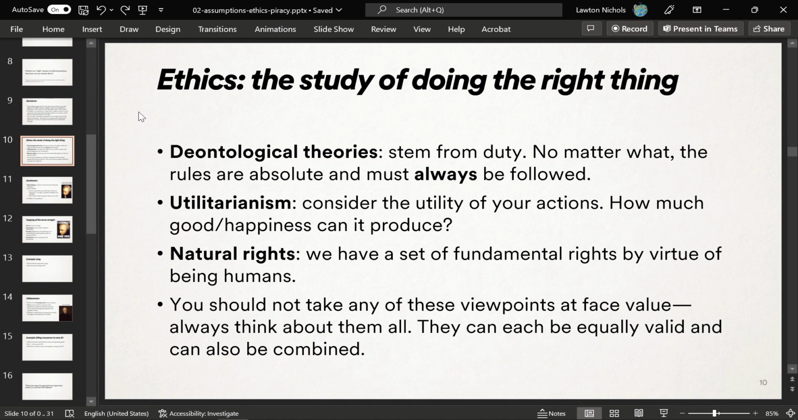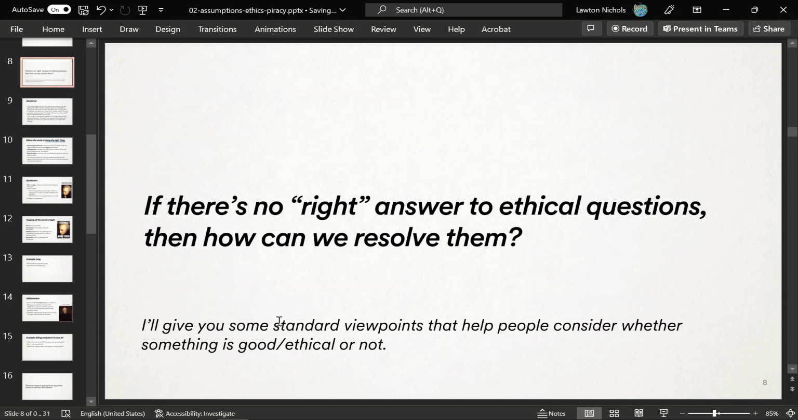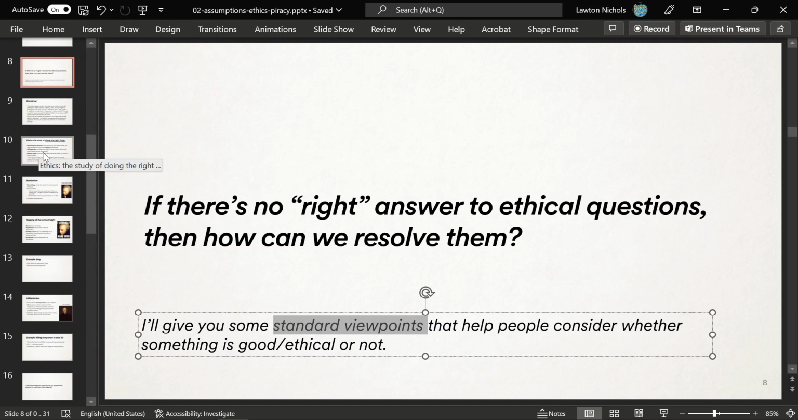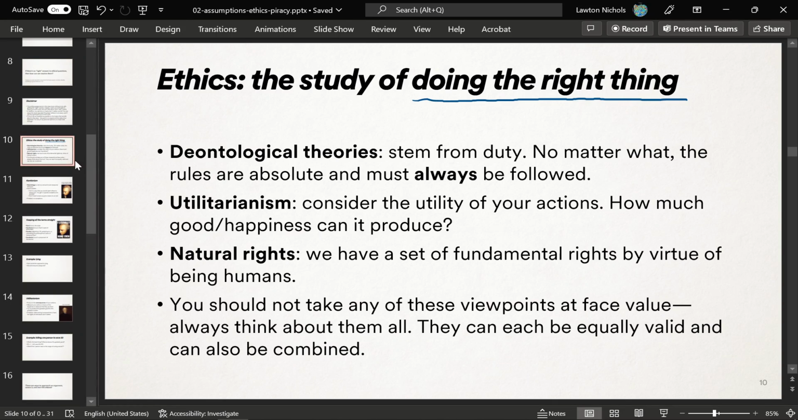All right, so let's talk about ethics. Ethics is the study of doing the right thing. It's a very, very old kind of science. I guess it's a section of philosophy, a sub-branch of philosophy is what it really is. So I'm going to show you, again, a bunch of different standard viewpoints that people use to look at or frame ethical questions, all right?